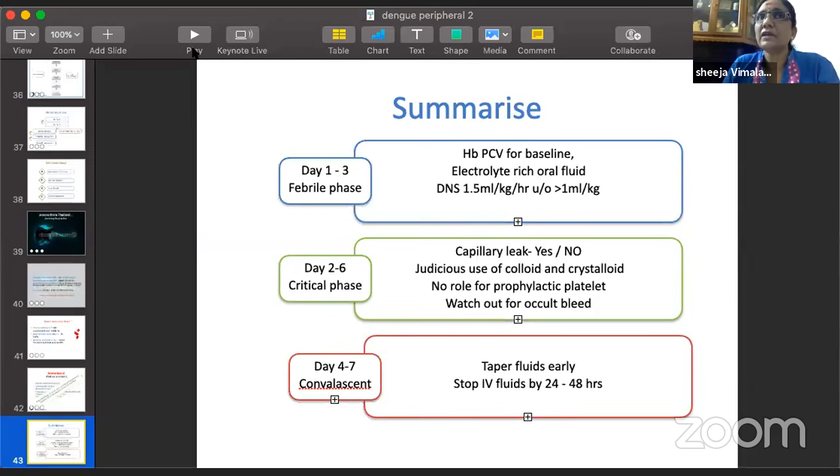Once admitted, triage your patients to find out who is having capillary leak and who is not. Those with a capillary leak should be admitted in a high dependency area and more closely monitored than those without a capillary leak, even if their platelet count is low. Always find a reason to give a blood transfusion and find a reason not to give a platelet transfusion. And in the convalescent phase, taper fluids early, try to stop within 24 to 48 hours so that resorption pulmonary edema does not happen.